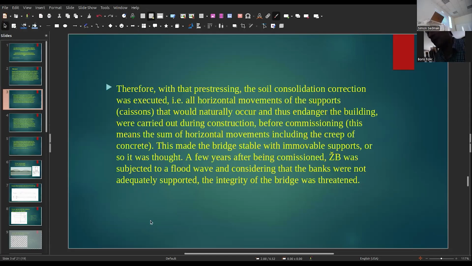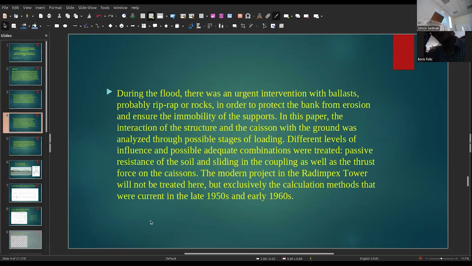A few years after commissioning began, the Žeželj bridge was subjected to a flood wave, and considering the banks were not adequately supported, the integrity of the bridge was threatened. During the flood, there was an urgent intervention with ballast, probably riprap or rock, in order to protect the bank from erosion and ensure the immovable support.